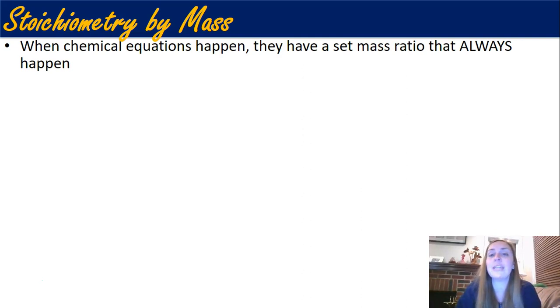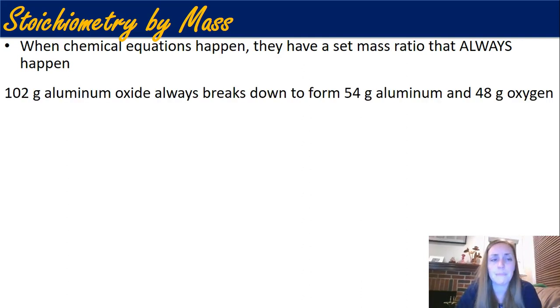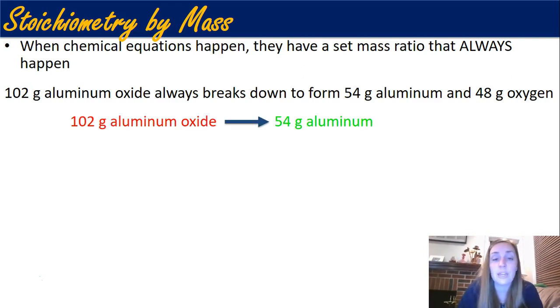So when chemical reactions happen, they always have a set mass ratio. It always, always, always happens. What do I mean by that? Okay, 102 grams of aluminum oxide will always break down to make 54 grams of aluminum and 48 grams of oxygen. So if you go out into nature and you find some aluminum oxide and you run an electric current through it, if you had 102 grams of aluminum oxide, it definitely has to break up into 54 grams of aluminum and 48 grams of oxygen. So here's our equation.